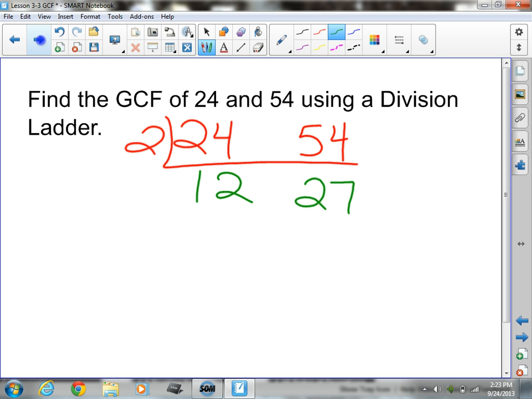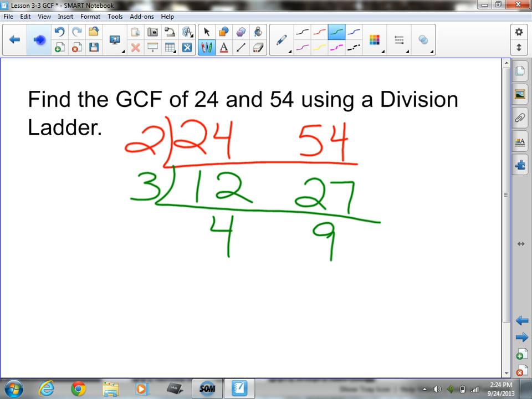Now, can anything go into both of those? It can. 3 can go into both of those. And again, we're looking for simple numbers. Simple like 2s and 3s. 3 times what number is 12? 4. 27 divided by 3 is 9. Can any number go into both 4 and 9 evenly?